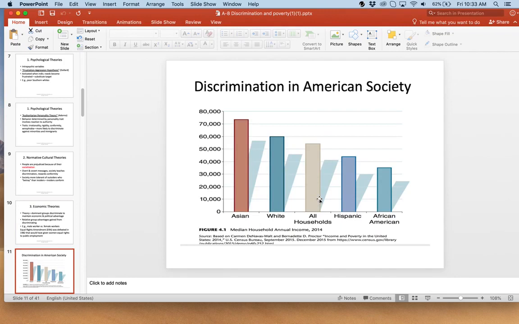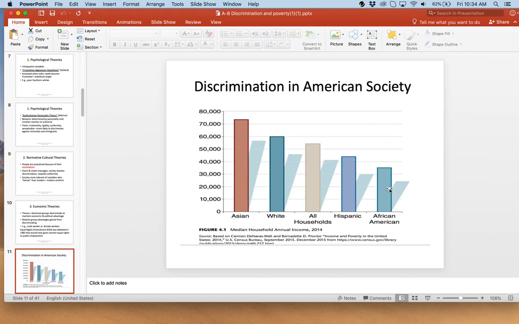Let's look at discrimination in American society. Who is discriminated against? When you look at the median household annual income back in 2014, you see that the Asians were receiving earnings higher than anybody else. They had over $70,000 annually, followed by the white population. This is all households, Hispanic, and of course, African American.